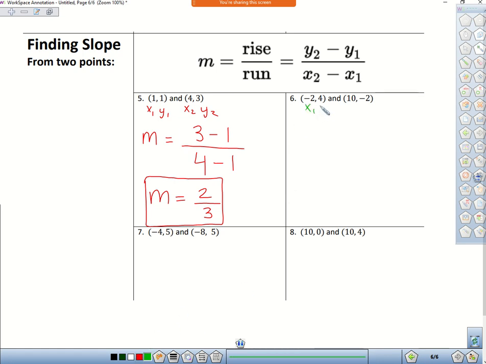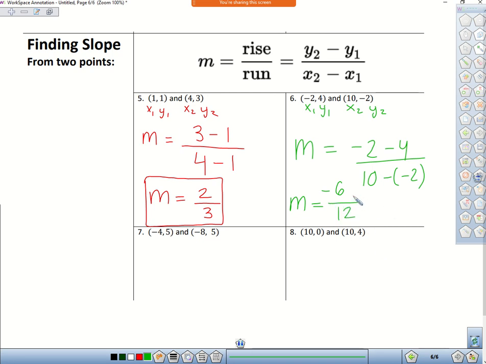So let's try the next. So basically you just do the change. Exactly, the change. Good. So this is x1 and y1. This is x2 and y2. So we're going to plug in. So y2, the second y, minus the first y, over the second x, minus the first x. Now in this case, this one's a little bit more confusing, because what's negative 2 minus 4? Negative 6. And what happens when you subtract a negative in math? We add them. So this becomes addition. So what's 10 plus 2? 12. So we end up with negative 6 over 12.